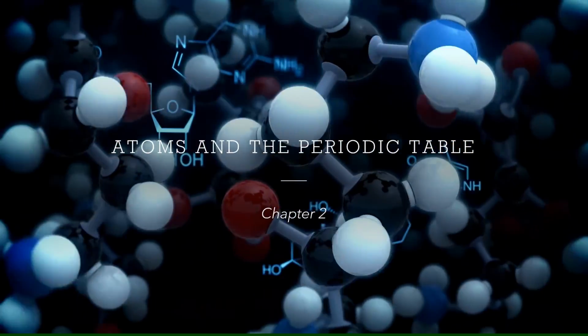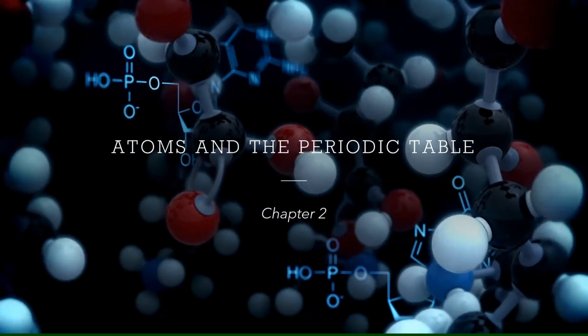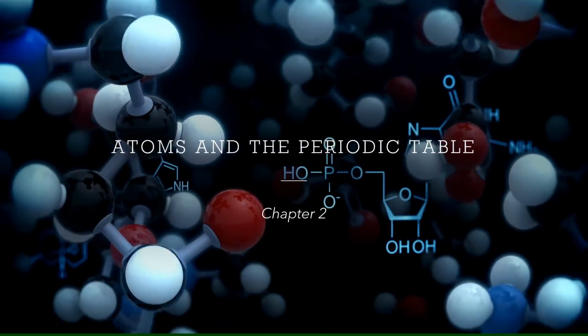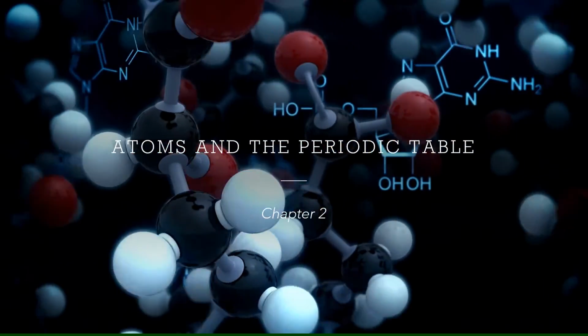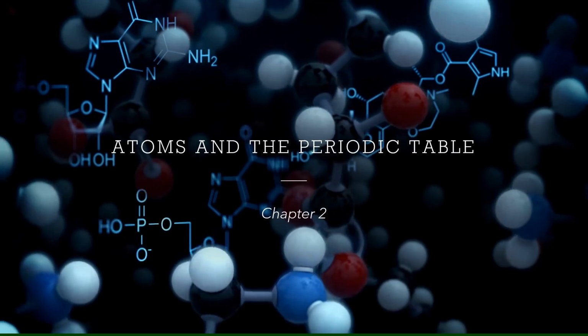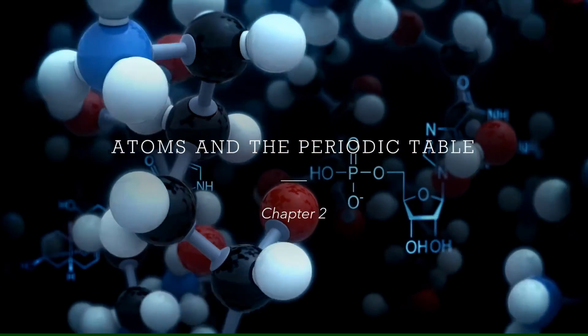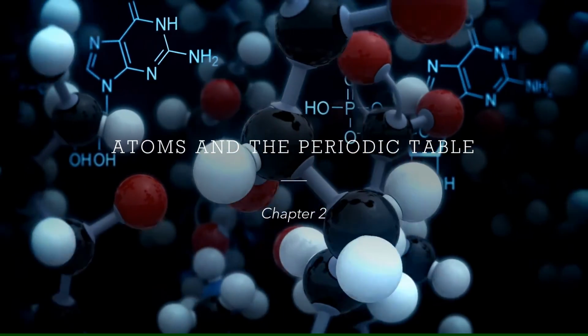So chapter 2 is all about atoms and the periodic table. We'll be going over what atoms are, what they look like. We'll also be going over the periodic table and how you use it to understand information about the different types of elements that we can find in chemistry.